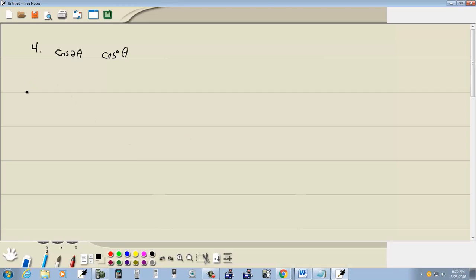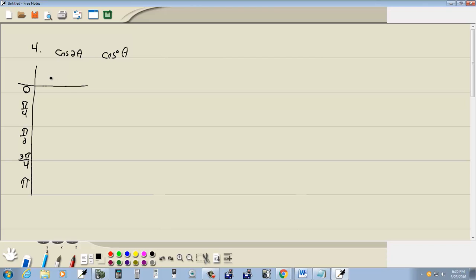Well, one way we could show it is just plug in the values, 0 to pi. So this is pi over 2, this is pi over 4, and this is 3 pi over 4.